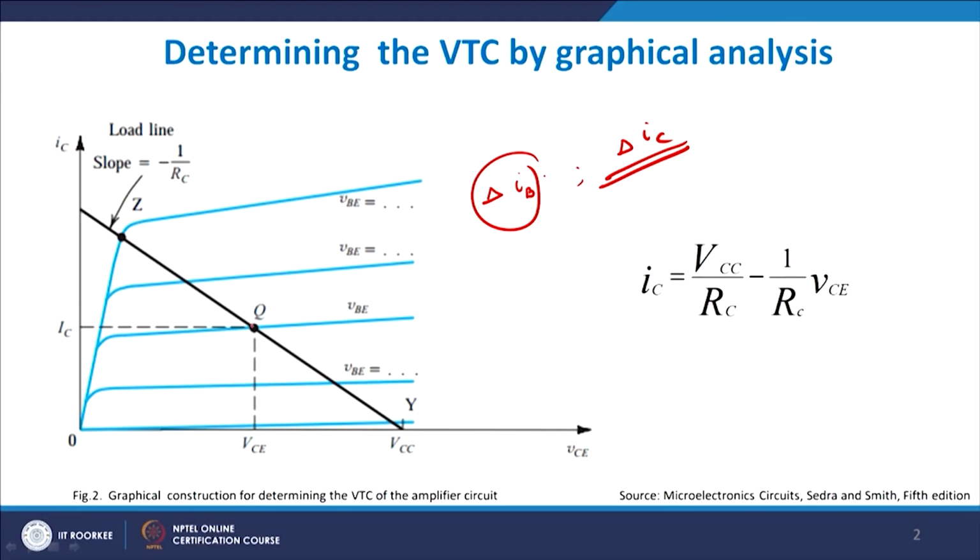So, if you change IB by this much amount, such that the Q point shifts from here to here, and then from here to here, the change in IC is linear. This distance is exactly equal to this distance, and therefore we can safely say that the amplification is linear in nature. The reason is that the rate of change is almost constant in both cases, and that makes our life easier as far as understanding the graphical analysis is concerned.